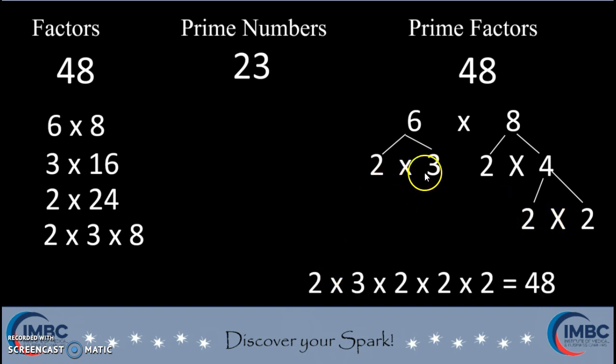And so 2 times 3 times 2 times 2 times 2 equals 48. Let's take a look. 2 times 3 is 6. 6 times 2 is 12. 12 times 2, 24. And 24 times 2, 48. These are the prime factors of 48.